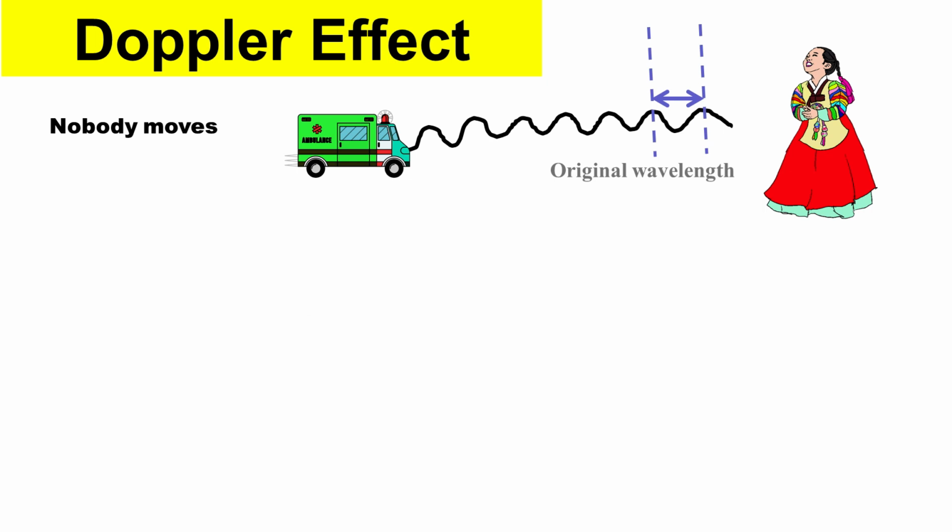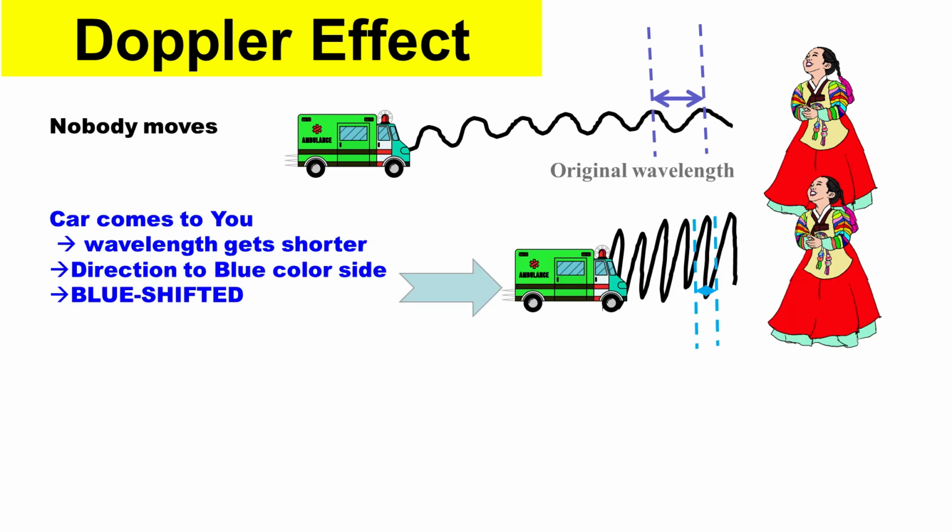Okay, so this is the Doppler effect. Nobody moves, nothing changed. It has the original wavelength. Okay. Car comes to you. Wavelength gets shorter, direction to the blue color side. Blue shifted. This doesn't mean blue color itself. It means the blue color side is changing, shifted.